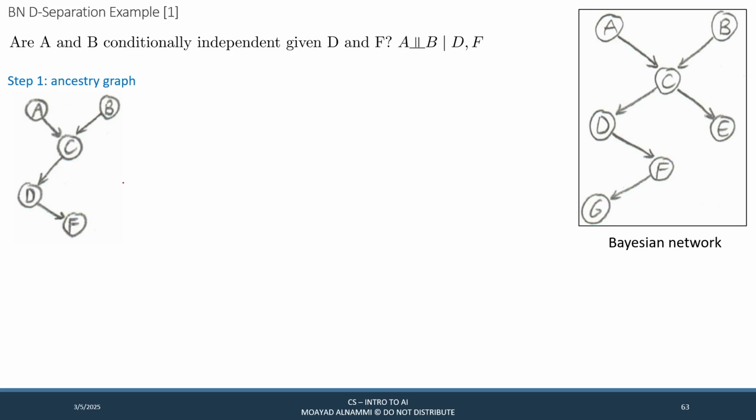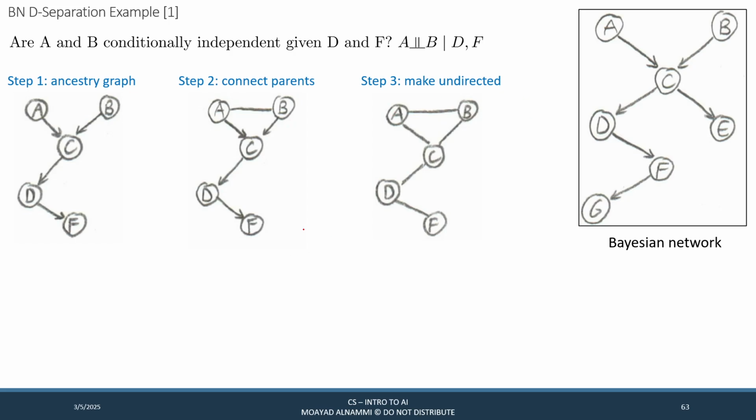That's step one. Step two is the following. We are going to connect parents. So if you look at this Bayesian network here, or this ancestry graph, we see that C has two parents, A and B. I will connect them. D only has one parent, and F has only one parent. So any node that has two parents, you connect those parents. So connect the parents. Step 3 is make everything undirected.